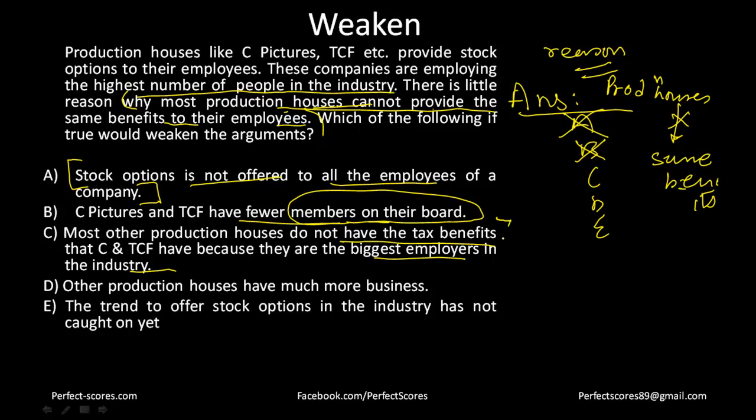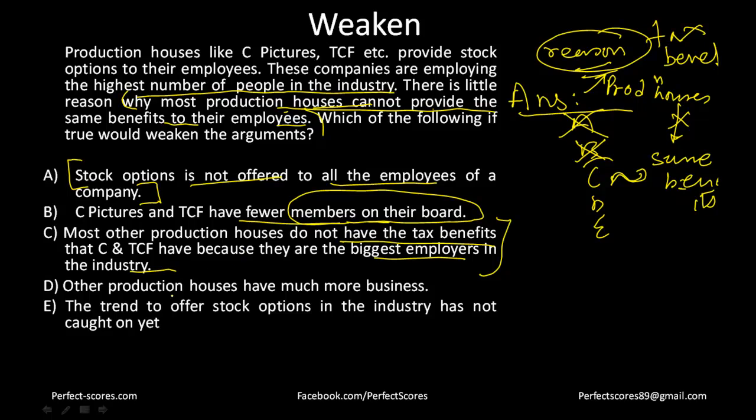Now this can be a reason. It's giving us a reason. We are looking for a reason, if you remember, in the answer choice. So the reason is tax benefits. There are no tax benefits that these production houses have. So that means that our answer C could be one possibility.